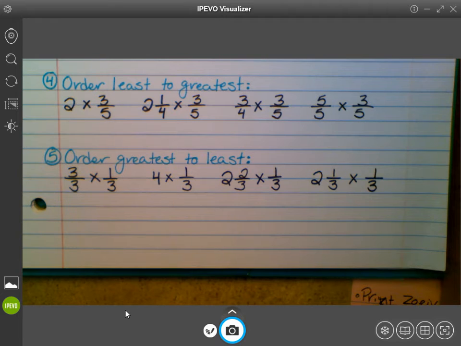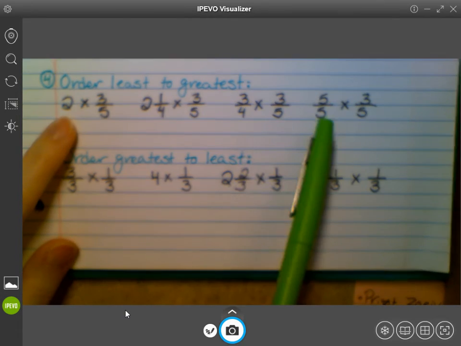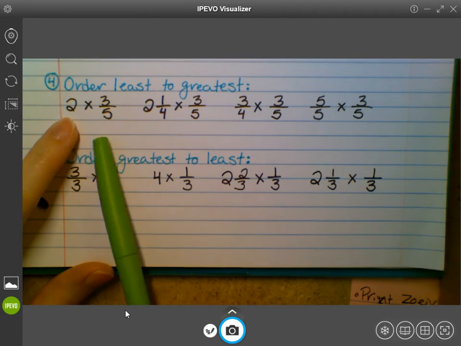Ready to rock? Ready to roll. All right. I heard some really good strategies. One person said, well, you just need to look at the number it's being multiplied by and figure out the value of that number and kind of think about putting those numbers in order.